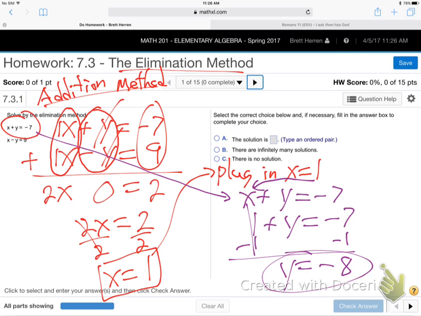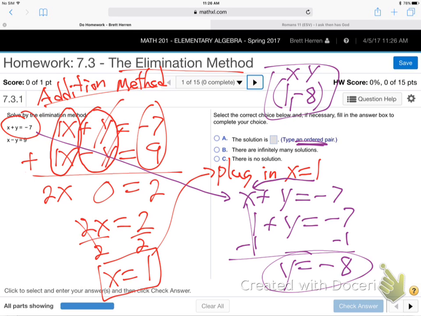So then the overall answer to this question is 1 comma. They want the x and the y with the comma and the parentheses. 1, negative 8. See how they say type an ordered pair? So that's what they want there. 1, negative 8. Is that good? Questions on that one? Yeah, you could go either way. We good there?